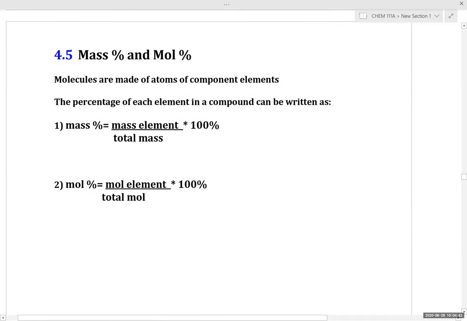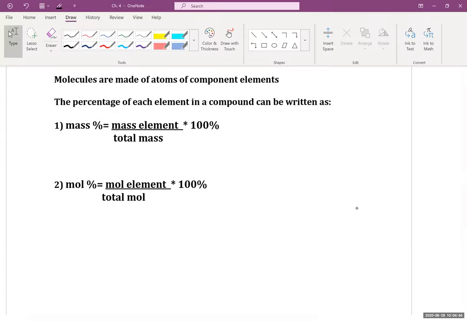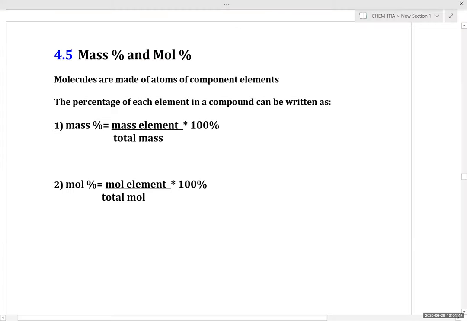In this case now, we're going to introduce another way of expressing the composition of a compound, or just the composition of a sample of matter in general. Molecules are made of atoms of their component elements. The percentage of each element in a compound can be written in terms of either mass percentage or mole percentage, where mass percent is the mass of our element over our total mass.